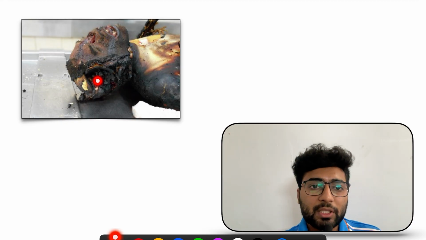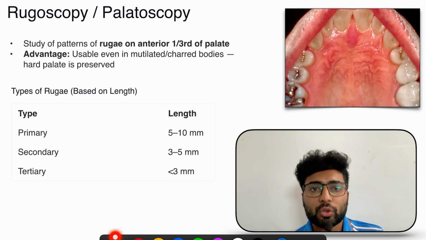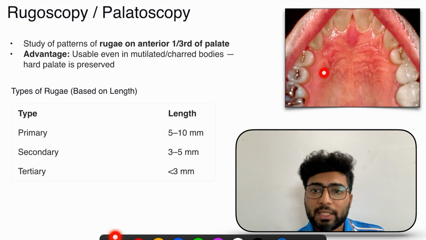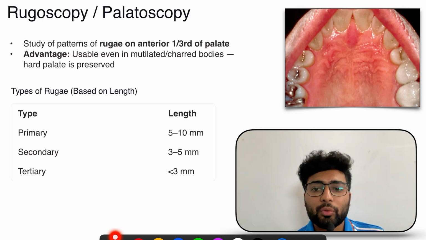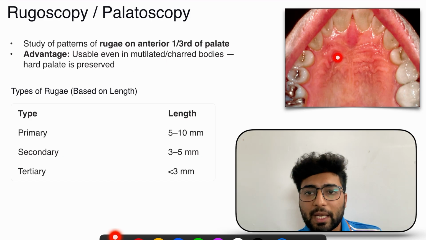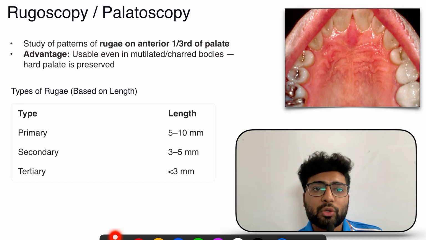So in this case also one pattern is not altered, and that is rugoscopy or palatoscopy. See, this anterior one third of the hard palate, you see these marks, right? So these are rugoscopic marks and they are not altered, as the hard palate is preserved in a charred or mutilated body. So from here we can identify this person. So these are rugae on the anterior one third of the hard palate.